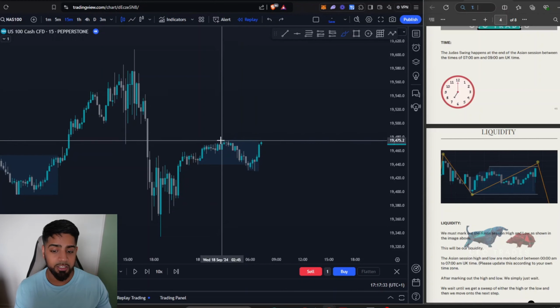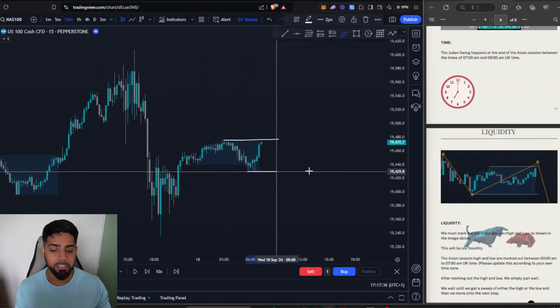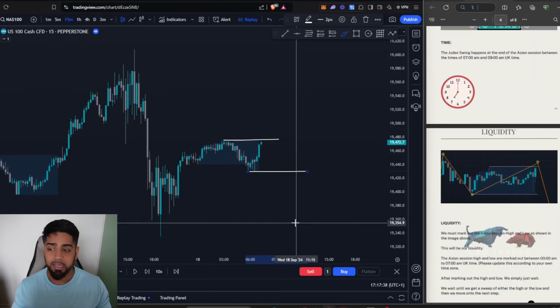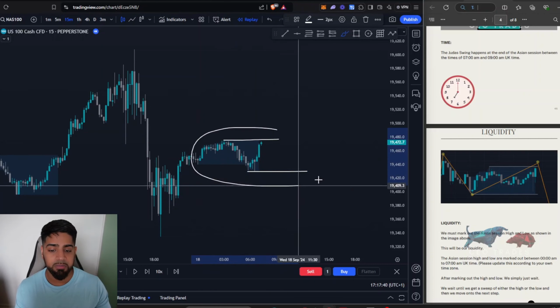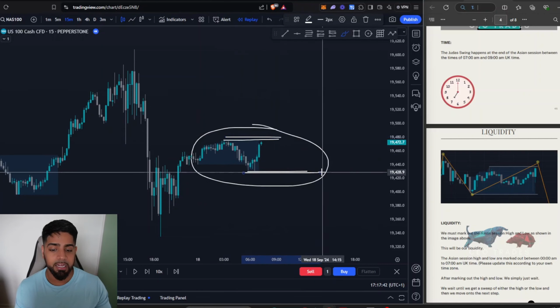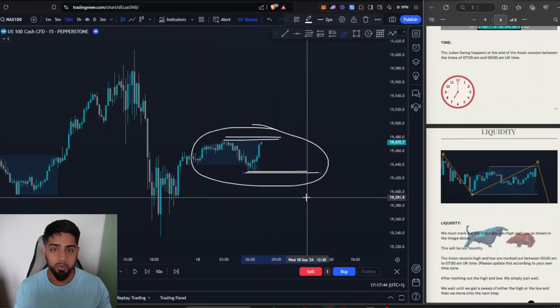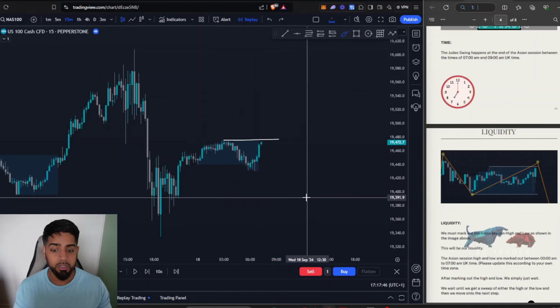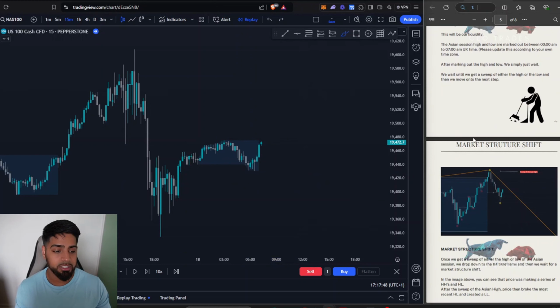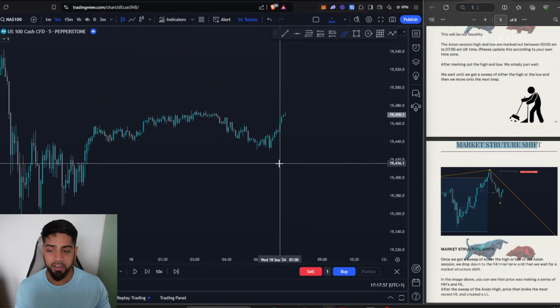So just for example's sake, this would now become our Asia high, this would become our Asia low. And if we weren't using the indicator, we would simply place a line up here and a line down here to signify where these structural points are. Once we've done that, we move on to the next step, which is to wait for a sweep. Once we get that sweep, we can then wait for a market structure shift. So let's drop down to the 5 minute.